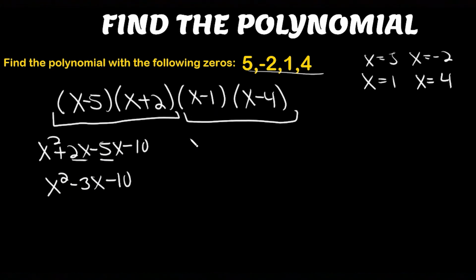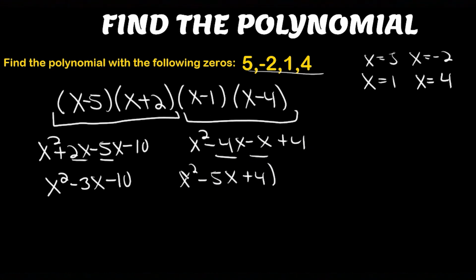This one here, if I do FOIL, I get x squared minus 4x minus x, and then plus 4. Okay, combine like terms here and here. I'm going to get x squared minus 5x and then plus 4. Okay, we're going to put this in parentheses. We're going to put this one in parentheses. And now we have two trinomials that we have to multiply out.